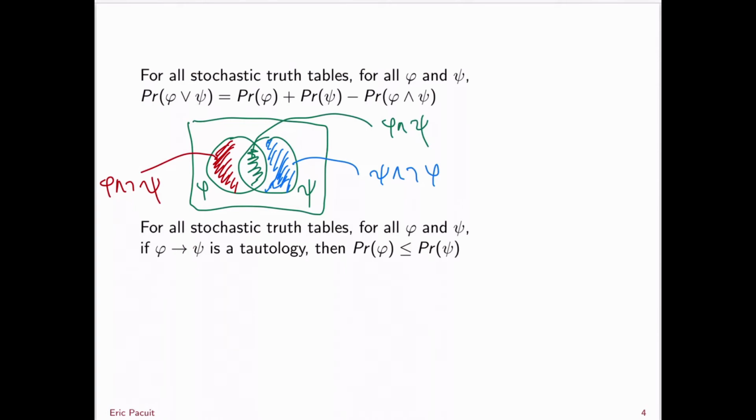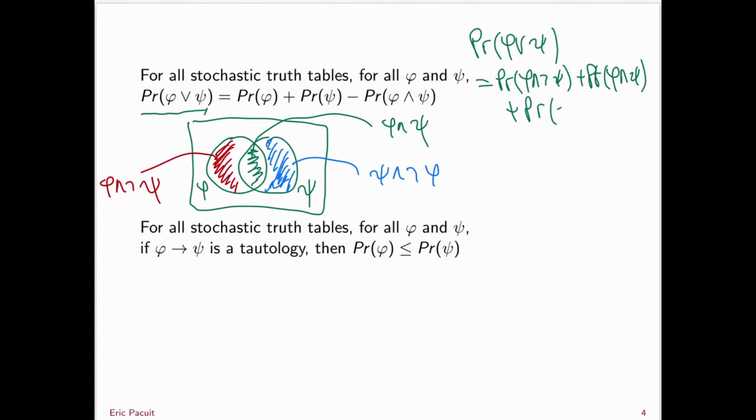So we can see directly that the probability of phi or psi is just going to be the sum of the probability of these three disjoint regions. So we have the probability of phi or psi is equal to the probability of phi and not psi, plus the probability of phi and psi, plus the probability of not phi and psi, or psi and not phi.